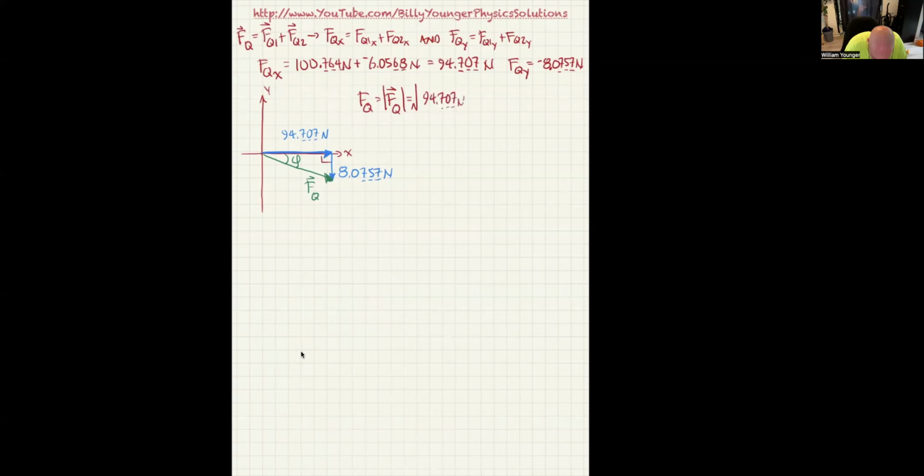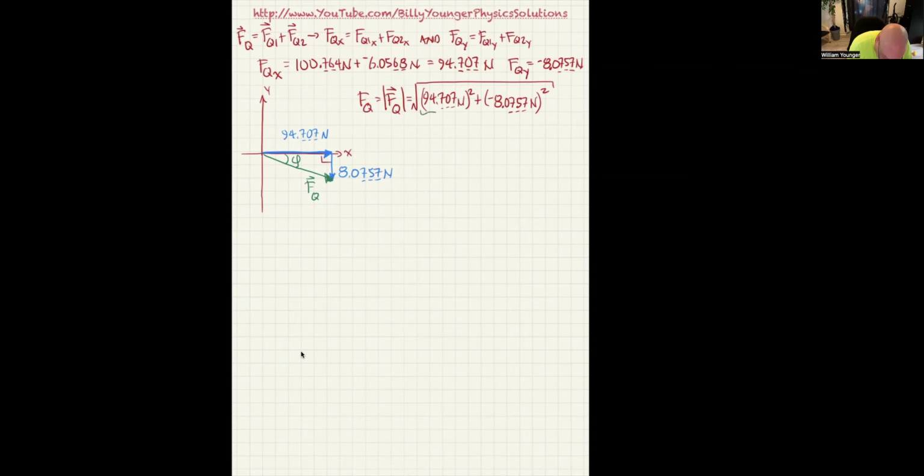94.707 newtons squared plus negative 8.0757. I just put that in to remind you that it was negative, but you can see that even if it was, it wouldn't matter because you have to square it. What I will tell you is that when I square 94.707, that gives me 8,969. But I only have two sig figs, so that's to the nearest hundreds place.